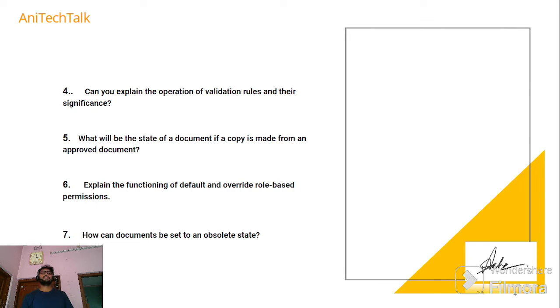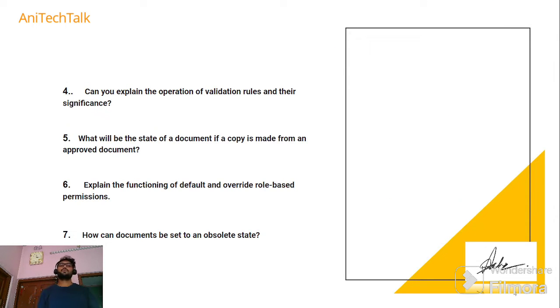The next question is: can you explain the operation of validation rules and their significance? A validation rule is a very common aspect of every system. So how can a validation rule be defined, and when would you expect the system to give you an error? How you can create that kind of scenario in Veeva Vault, you also need to try to find out.